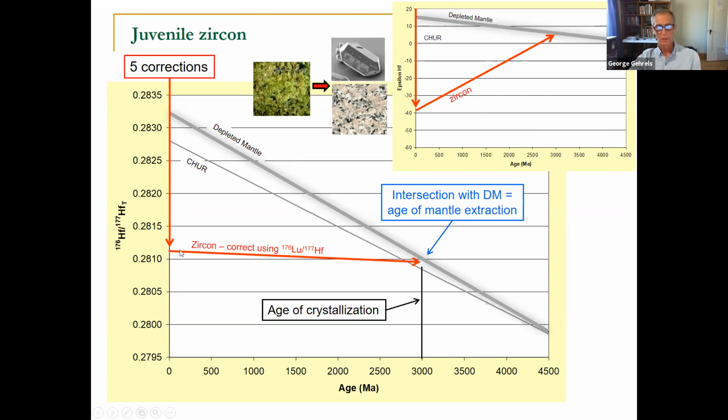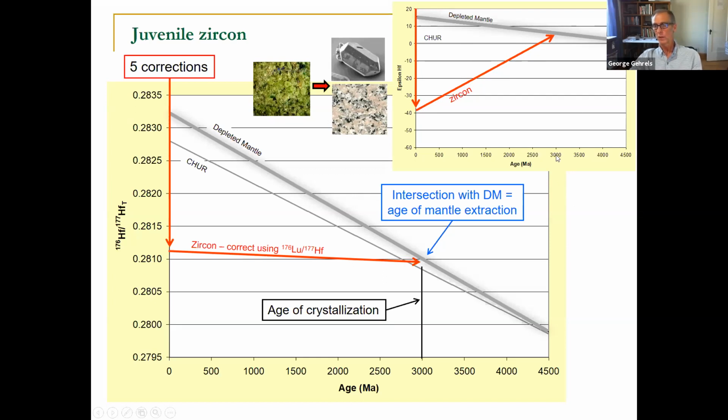Then you use the 176 lutetium, 177 hafnium ratio. That tells you how much lutetium is in there. That's the slope of the red line. You correct back to the crystallization age. And if you end up right here on DM, that would be the age of mantle extraction. So here it is in isotope space. Here it is in Chur or epsilon space. Correction, measured value, correction back from the lutetium evolution, you end up on DM. Well, that's a cool story.